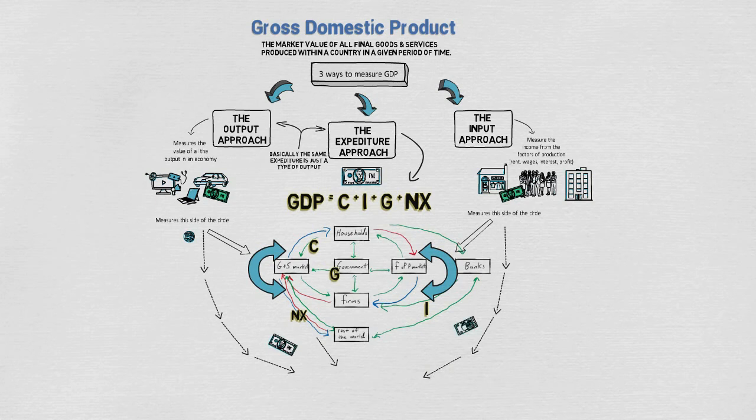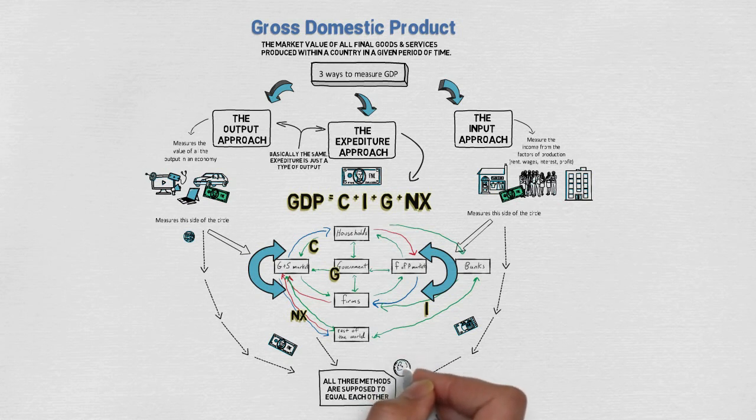You can either measure one side of the circle, or you can measure the other side of the circle. And when they all come together, you should end up with the same numbers. So all three of these should tell you what GDP is in the economy.